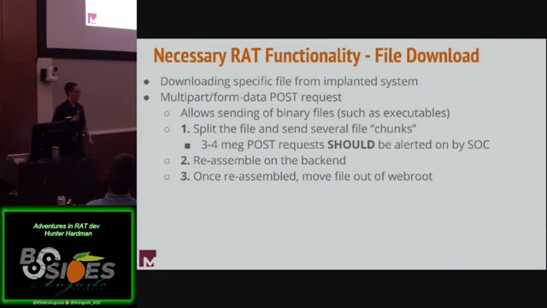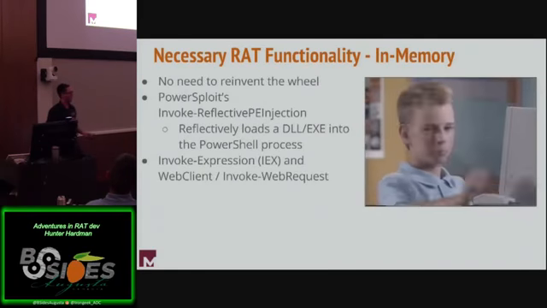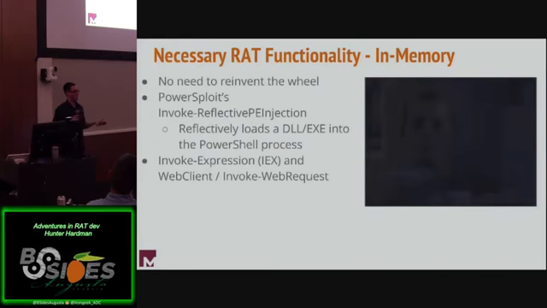So I would split those up into probably around 1 or 2 meg chunks, and then post those each to the server at the specified beacon intervals, and then reassemble those back on the back end. And then once those are reassembled, you're going to want to move that out of the web server and move that to more like a home directory or whatnot. As far as in-memory execution, I'm not trying to reinvent the wheel. PowerSploit's Invoke-ReflectivePEInjection works amazing for DLLs and executables. And then if you want to do a PowerShell process, I'd probably just do an IEX, Invoke-Expression, and then a WebClient or Invoke-WebRequest.